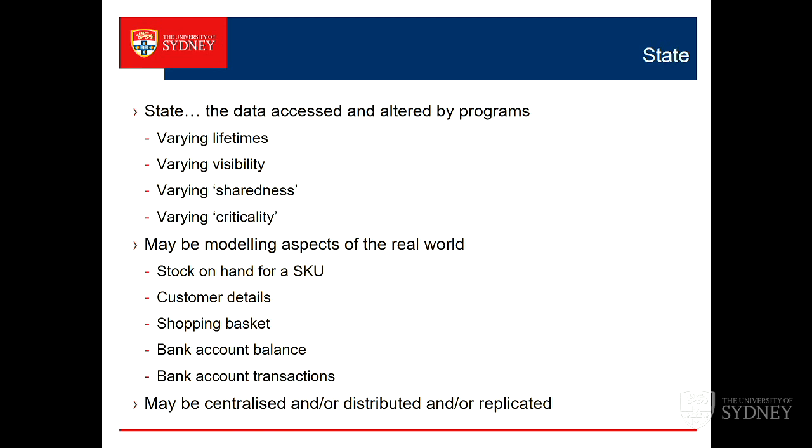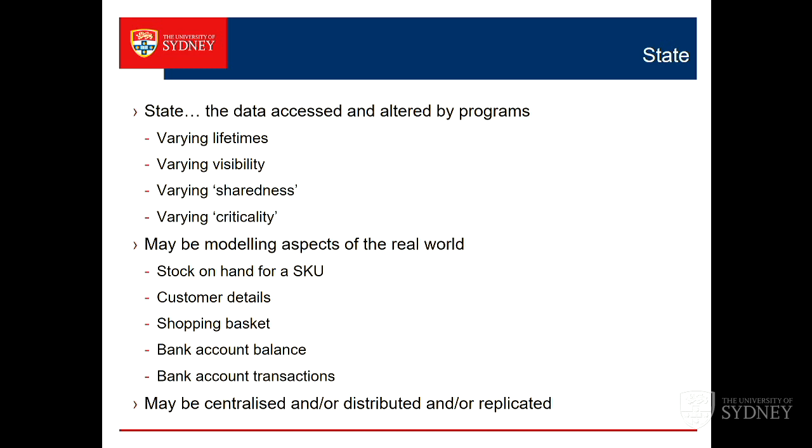Different bits of state are manipulated by different programs in your system. Different types of state have different lifetimes. Some of them are incredibly transient. Some of them are effectively infinite. They have varying visibility. Some bits can only be seen by some parts of this application. Some parts live on that part of my system and can't be seen anywhere else. So there's visibility questions. There's sharedness. I don't know a better word for sharedness than sharedness.